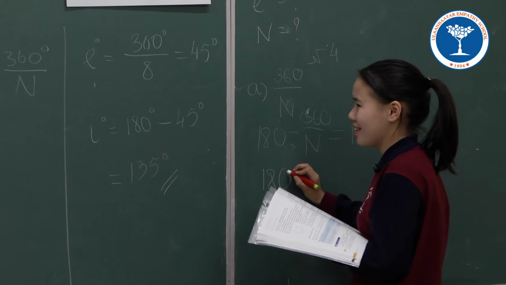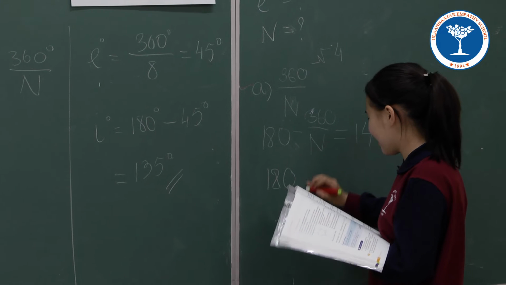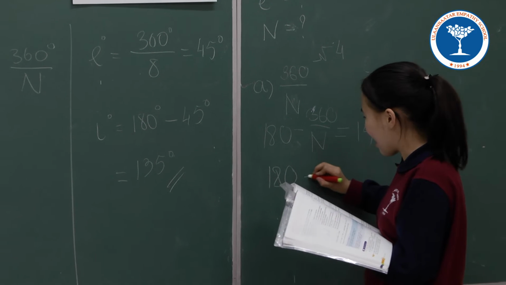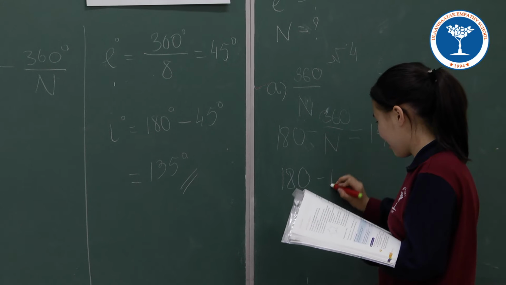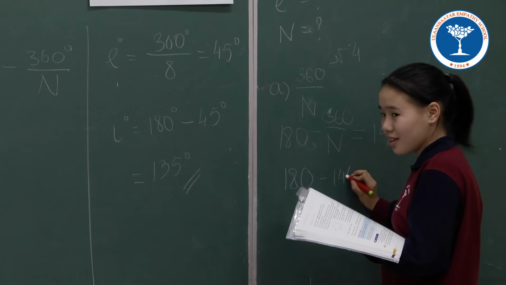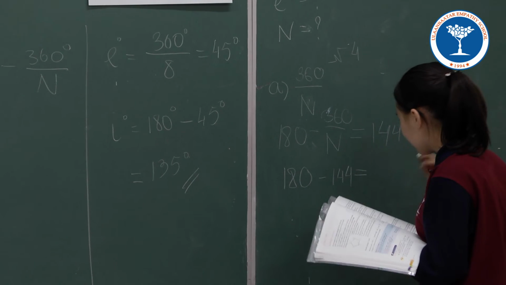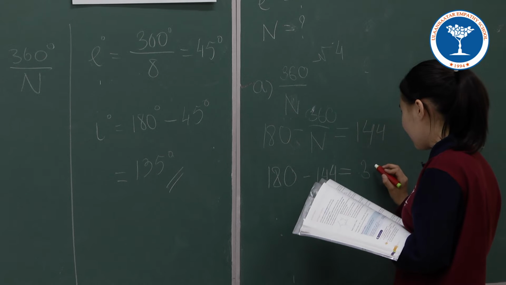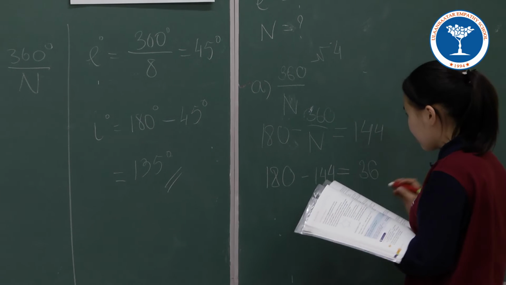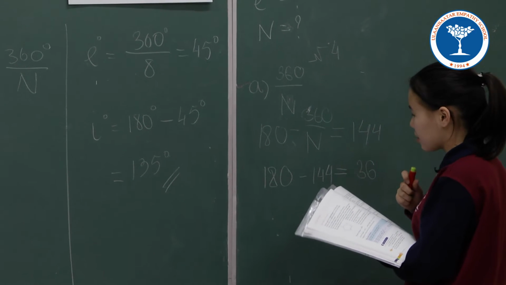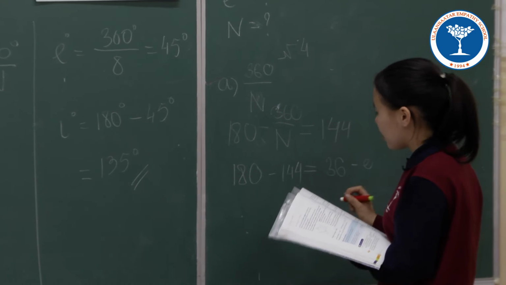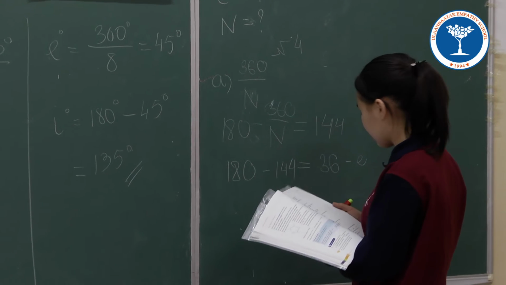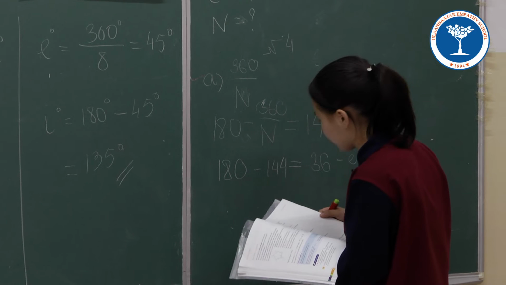We know the straight line has 180. 180 minus 144 is equal to 36. So the exterior angle is 36, yes? Yes. Now, what about the number of sides?